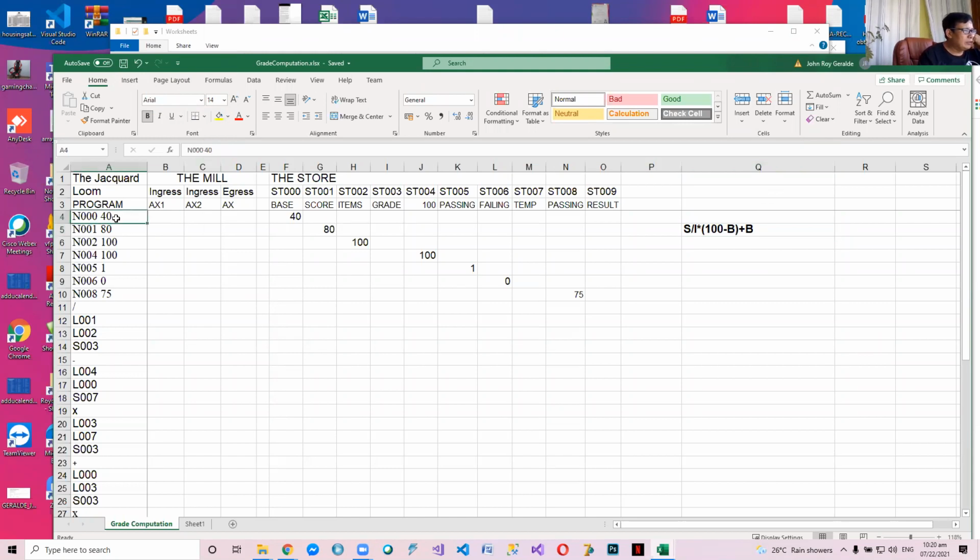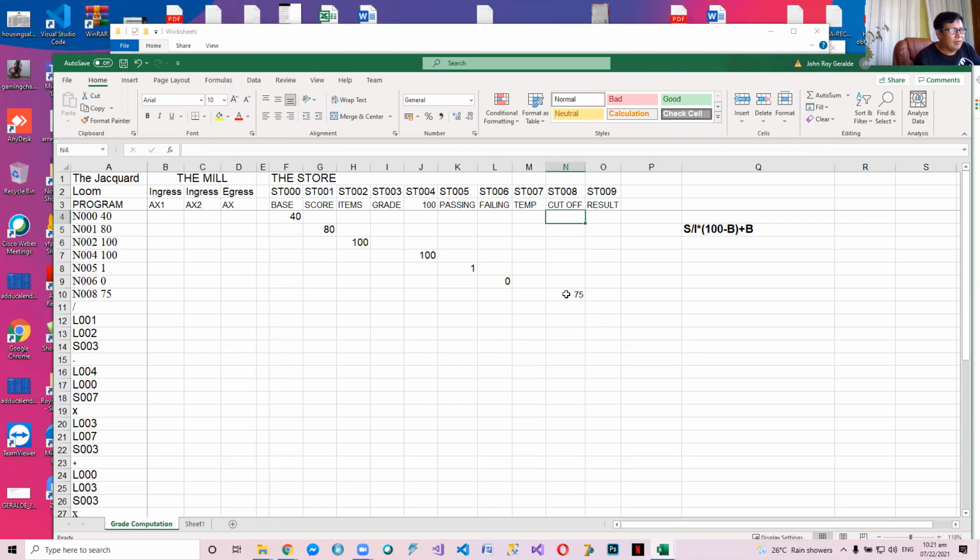So first, we will store the base in 000. The example here is 80. And then we will store the score in 001 and the items here. And the computed grade will be stored in 003. 100 is our 100 minus base, so that it does not get lost. And then passing is 1 and failing is 0. And the passing cutoff, let's say cutoff, is 75.